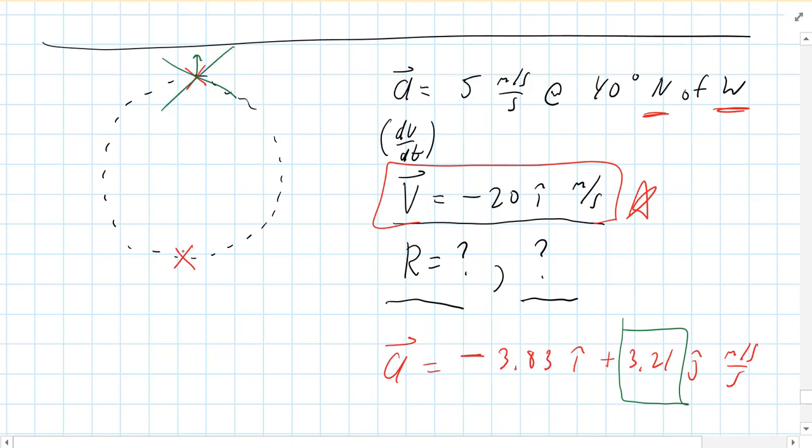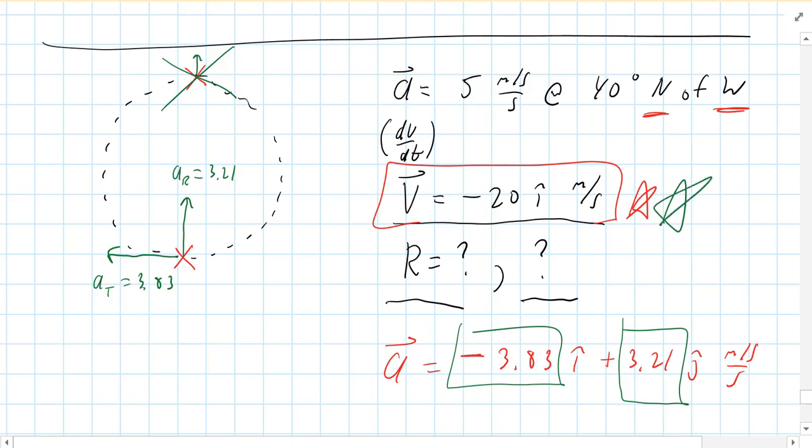So it turns out the object's down here, and it's got a radial acceleration of 3.21, and a tangential acceleration to the left of 3.83. So right away, I know that the object is speeding up, because it's moving left, negative 20 i hat, and it's accelerating left. The tangential acceleration is in the same direction as the velocity, so it is speeding up.